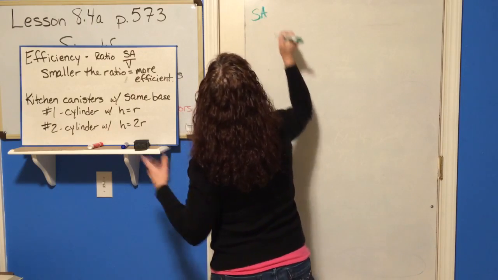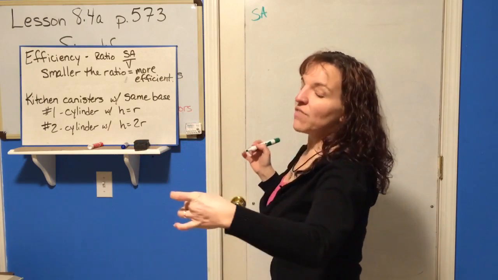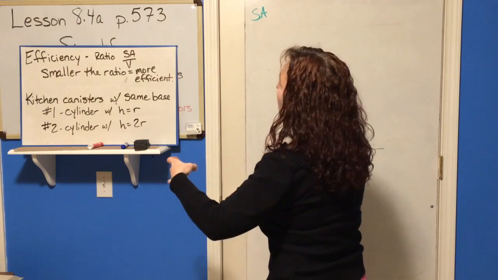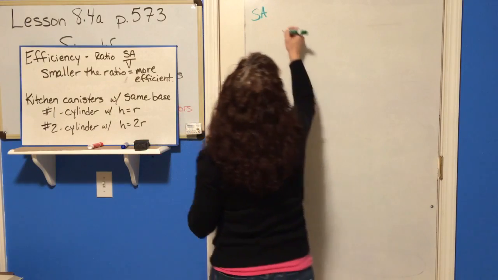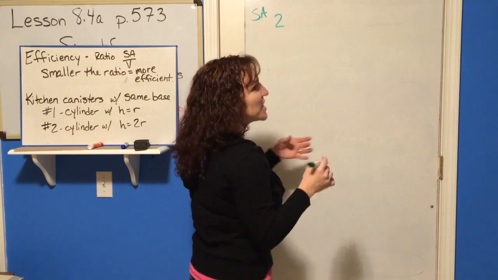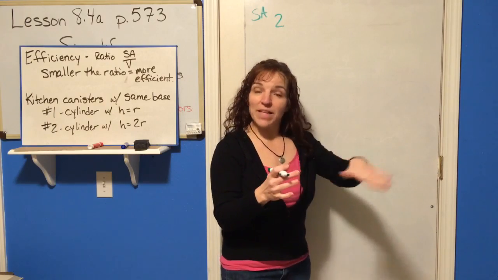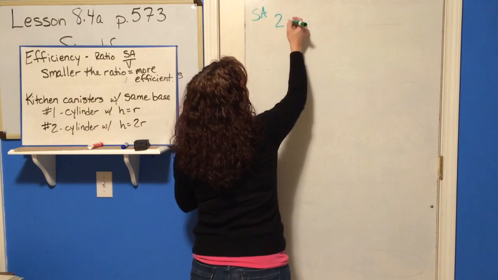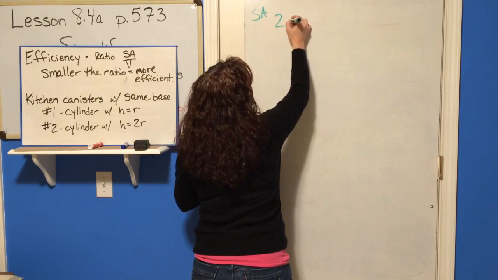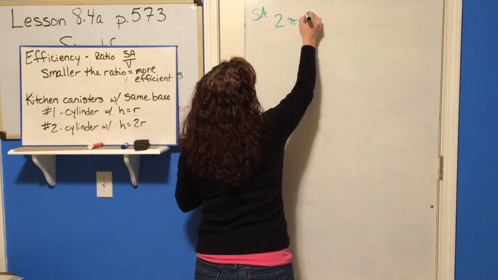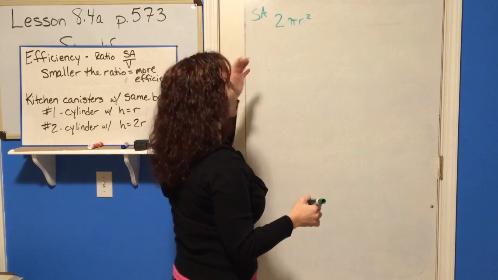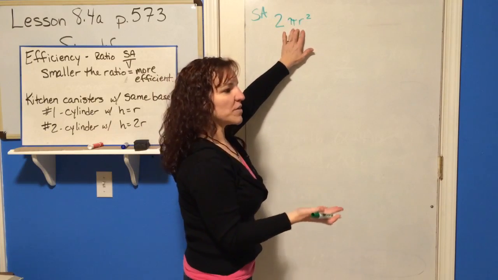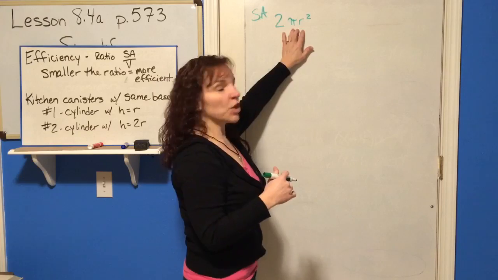Surface area of a cylinder, if you'll remember, is 2 of the area of its base. So 2 of the areas of a base. A circle is the base because it's a cylinder, and the area of a circle is pi r squared. So we have the top and we have the bottom. All right.